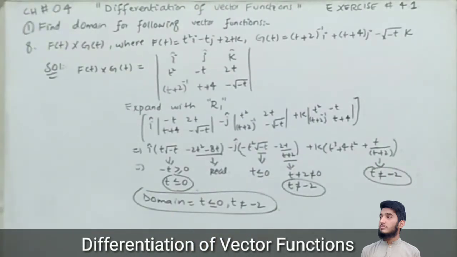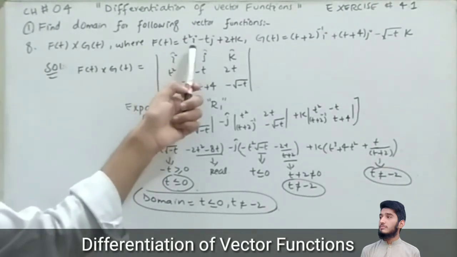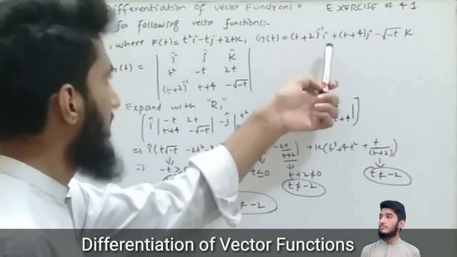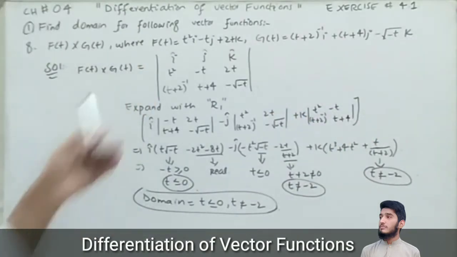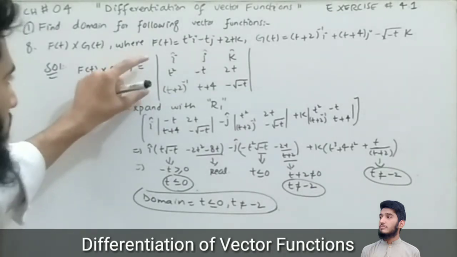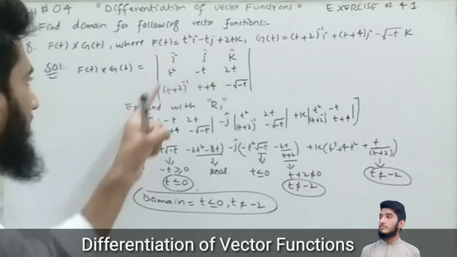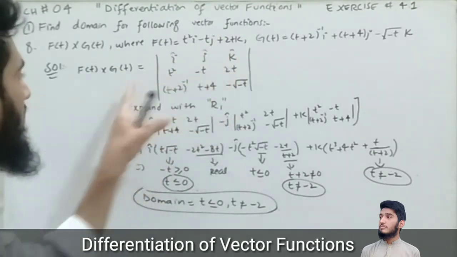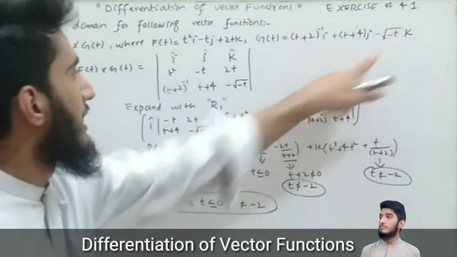Now move to the last part of today's lecture, question number 1, part number g, f of t cross g of t, where f of t is equal to t square i minus tj plus 2tk, and g of t is equal to t plus 2 power minus 1 i plus t plus 4 j minus under root of minus t k. Remember, when two vectors are multiplied with a cross product, we use the determinant method. In the first row we write ijk, in the second row we write the first function f of t, which is t square, minus t and 2t. And in the third row we write the second function t plus 2 power minus 1, t plus 4, and minus under root of minus t.